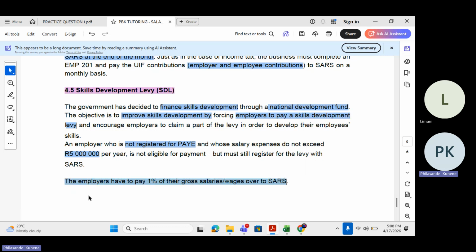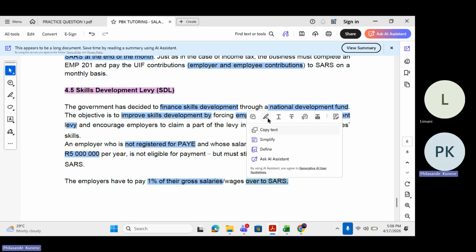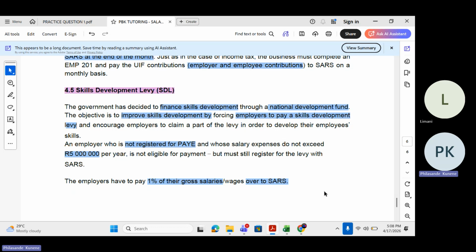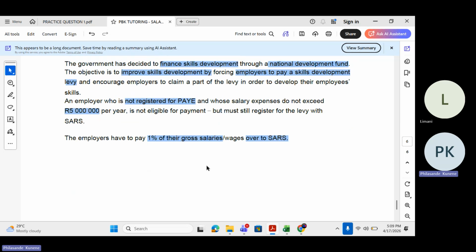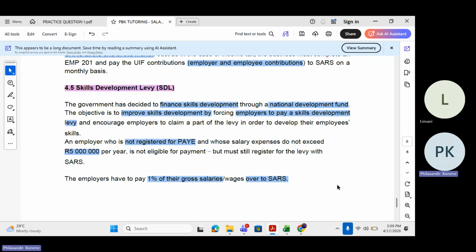And look what they're saying here. The employers have to pay 1% of their gross salaries or wages over to SARS. That is going to be a skills development levy that has to be paid by the employers. It's like UIF, but it's 1%. You see, UIF is 1%, skills development levy is 1%. But this one has to be paid by employers. That is the difference. So these are the 5 deductions that we just spoke about, Limani.